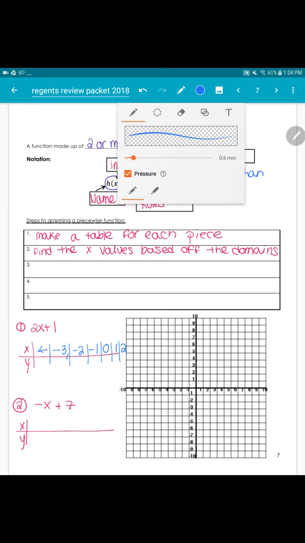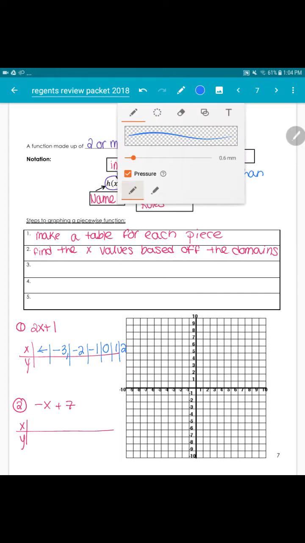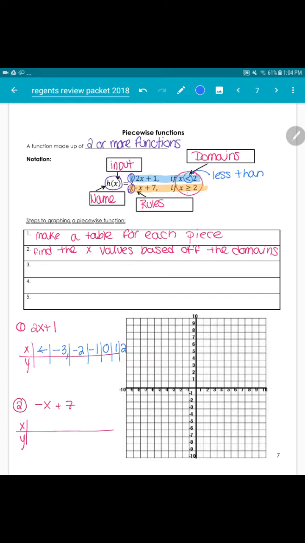For our second piece, our domain is greater than or equal to 2. So that means my x values are going to be things like 2, 3, 4, 5, 6, and so on.